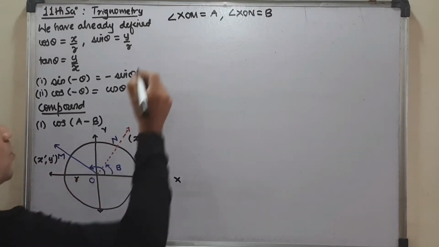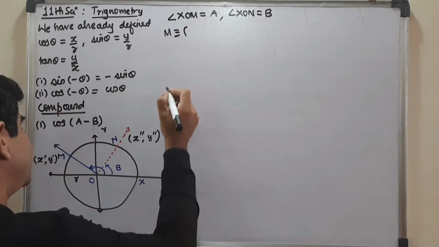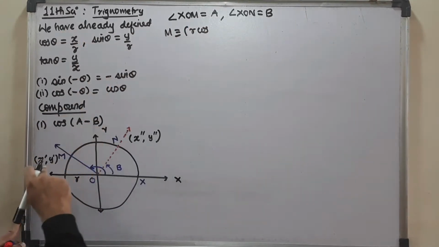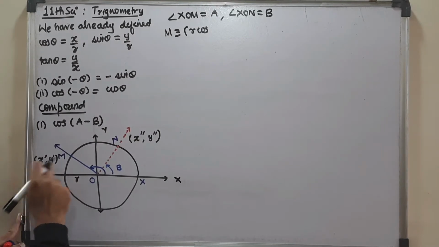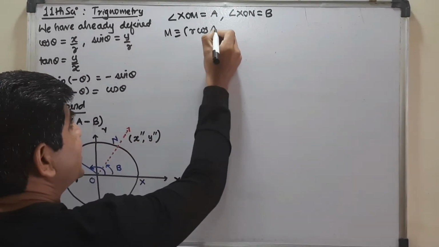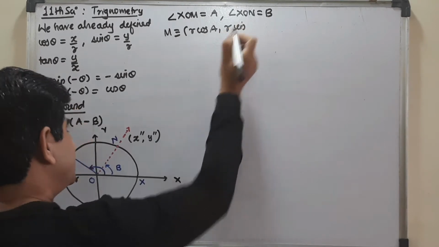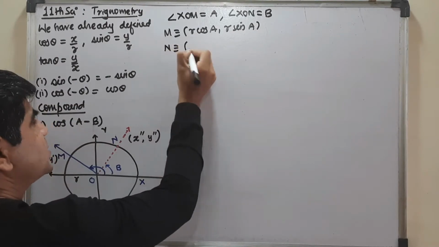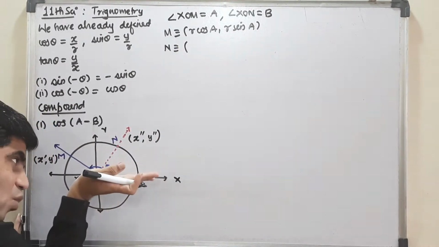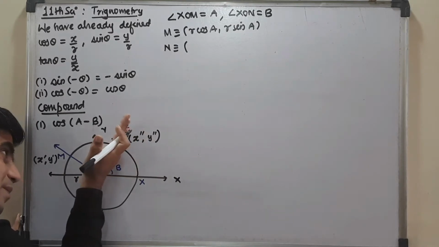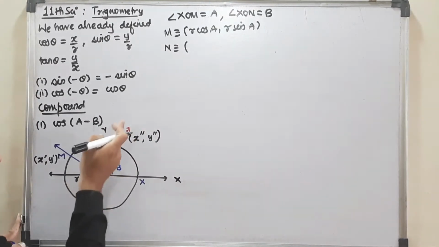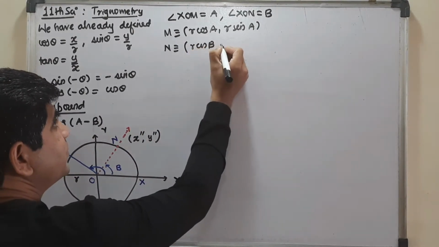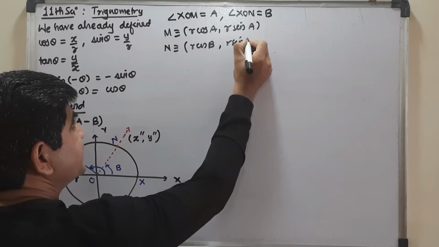So the coordinates of M will become R cos A and R sin A, that is, the x coordinate is R cos of this angle, that is A, and the y coordinate is R sin of this angle, that is A. Okay, and N is also the same. See the rotation. Rotation starts from here, comes up to here. Okay, terminal arm is this. The rotation is B. So you get here R cos B and R sin B.